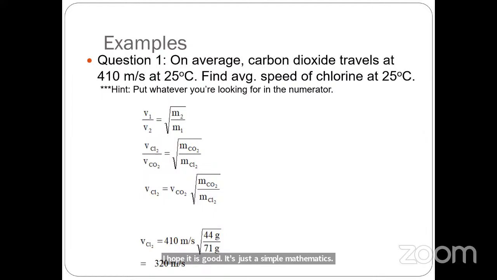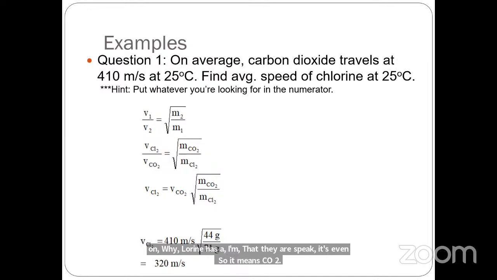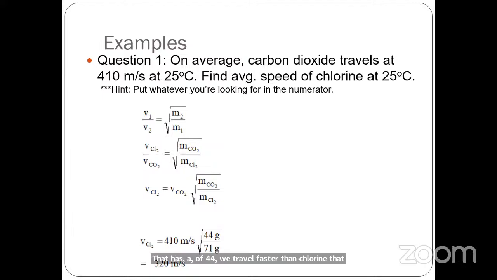So what this is trying to tell us is that chlorine will travel at a lower speed than carbon dioxide, and that is obvious from their molecular mass. Carbon dioxide has a molecular mass of 44, while chlorine has a molecular mass of 71. Graham's law tells us that their speed is inversely proportional to their molar mass. So it means CO2, which has a molar mass of 44, will travel faster than chlorine, which has a molar mass of 71.